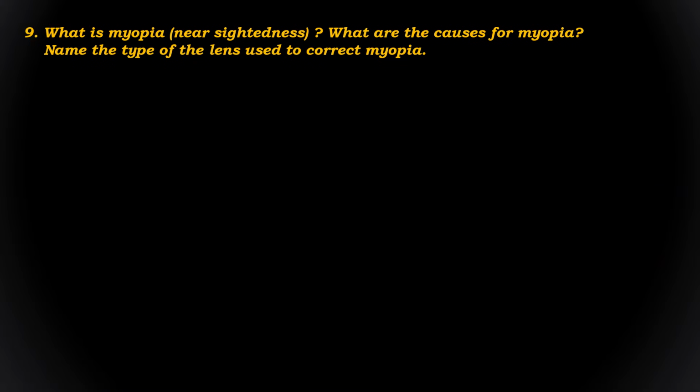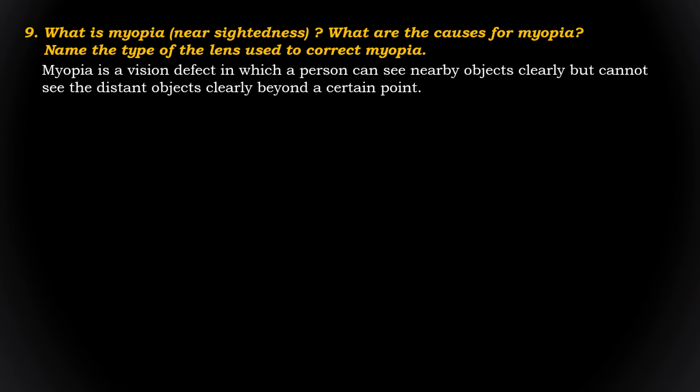What is myopia or nearsightedness? What are the causes for myopia? Name the type of lens used to correct myopia. These three questions are associated with question number 9. First, we'll address what is myopia. It's a straightforward question, a definition for myopia. Myopia is a vision defect in which a person can see nearby objects clearly but cannot see distant objects clearly beyond a certain point.